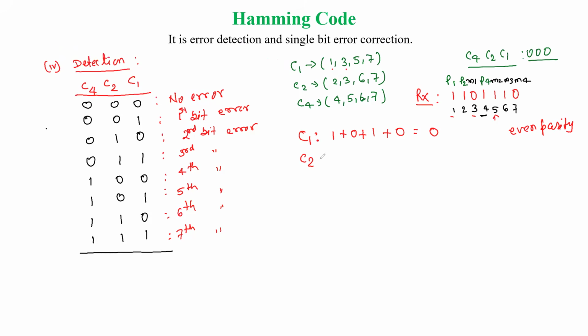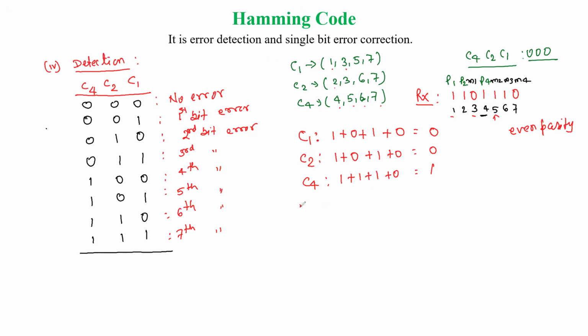Now we'll look for the C2. For the C2, what are the positions? Second position is 1. Third position, we have 0. Sixth position bit is 1. And seventh position bit is 0. So again, the number of ones is even here, so we'll write 0. Next for the C4, we are going to check fourth, fifth, sixth, seventh positions. Fourth is 1, fifth is 1, sixth is 1, seventh is 0. So finally, the number of ones is not even, right? So if you add 1, then only it's going to be even. So this will be 1 here.